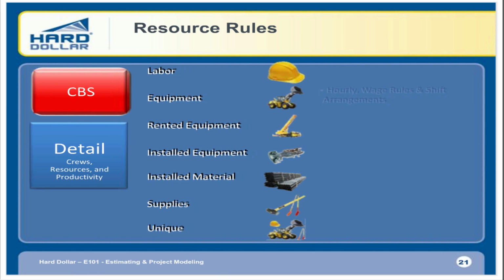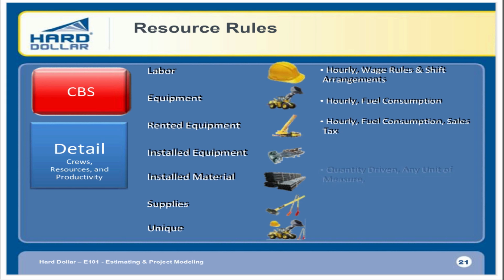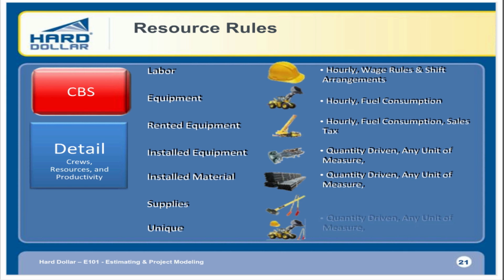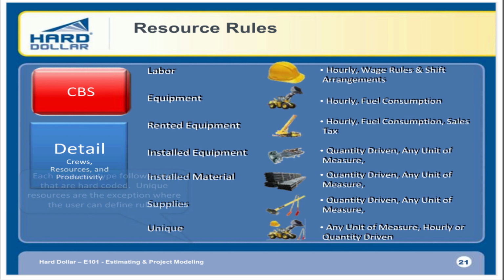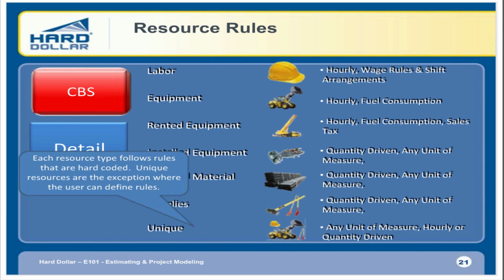Each of the resource types follows a set of rules that are hard-coded. These rules deal with the cost driver and the unit of measure that can be used on the resource type. In the case of labor, wage rules and shift arrangements can also be set. And in the case of equipment and rented equipment, fuel consumption can be established.